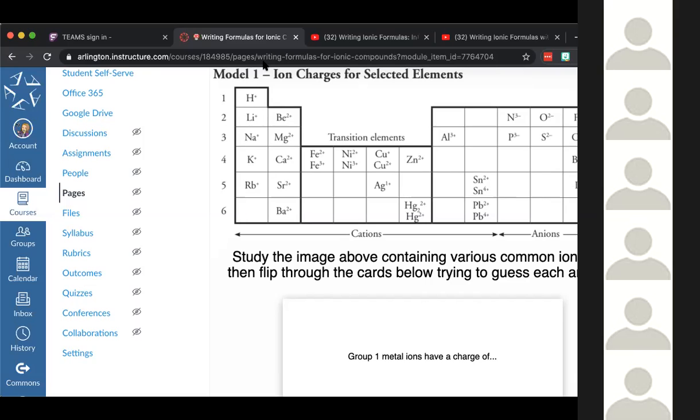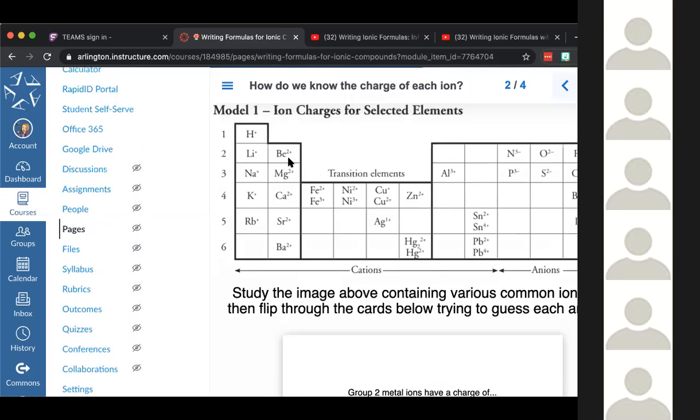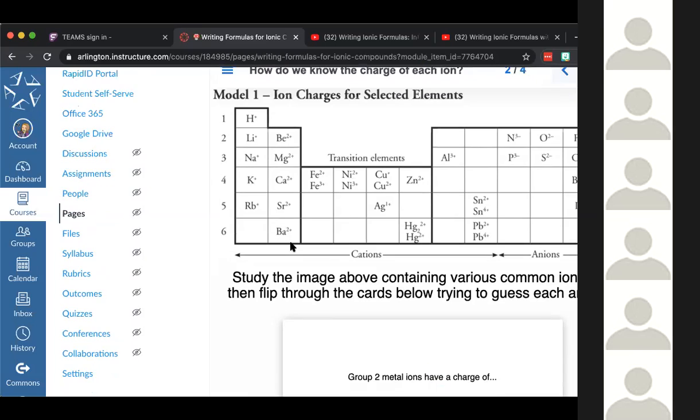Okay, so group 1 here, they are all +1. So that's important to know, because any element in that column is always going to be +1. Okay. Same thing, the next one asks about group 2. They're right next to group 1. If we look, they're all +2. So anything in group 2 is always going to have a +2 charge.